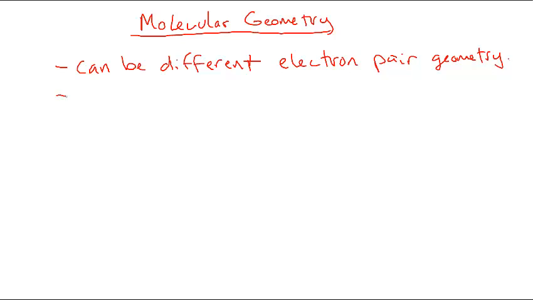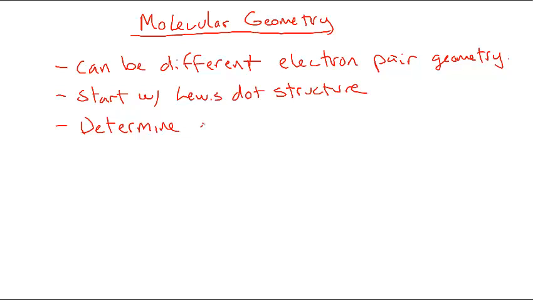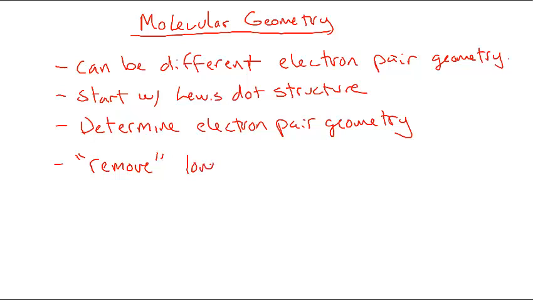Well, again, you start with your Lewis dot structure. From your Lewis dot structure, you can determine your electron pair geometry. And then what you do is you remove lone pairs, leaving a shape.